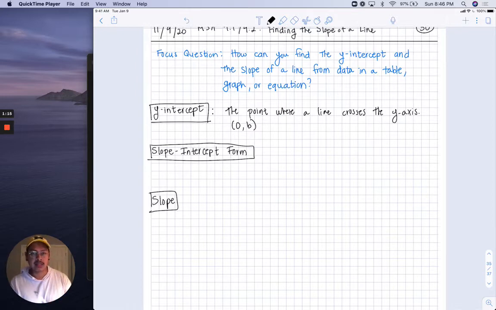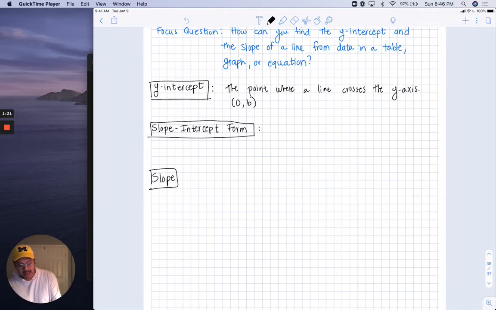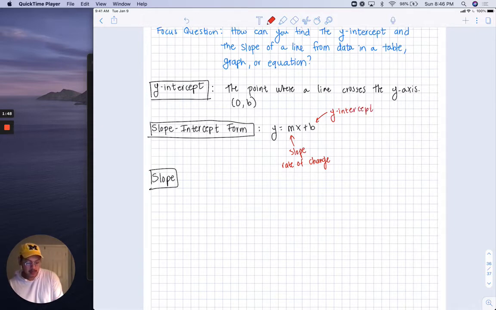Okay, so this is review. Let's talk a little bit about slope-intercept form. This is the equation that we've come to know and love, y equals mx plus b. We have to review a few of the main parts here, where m refers to our slope or our rate of change, and b represents our y-intercept.